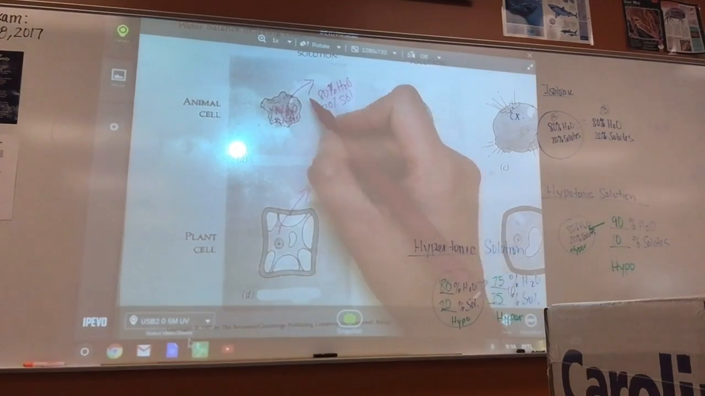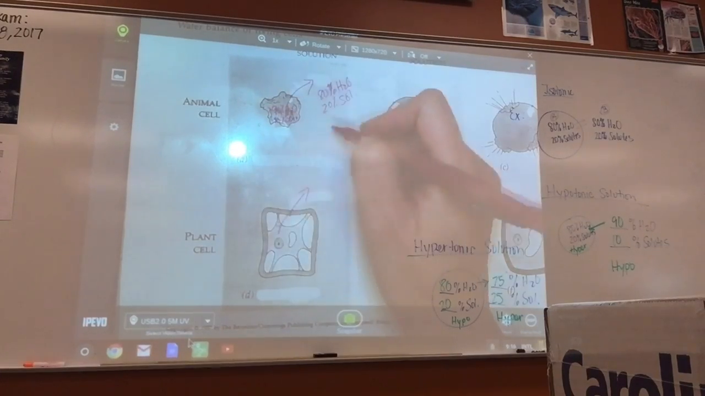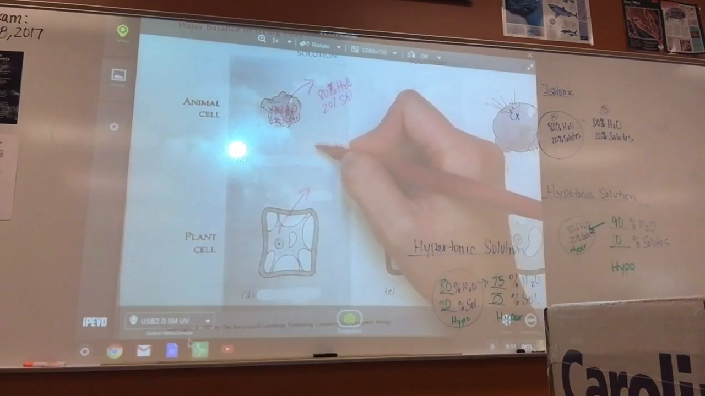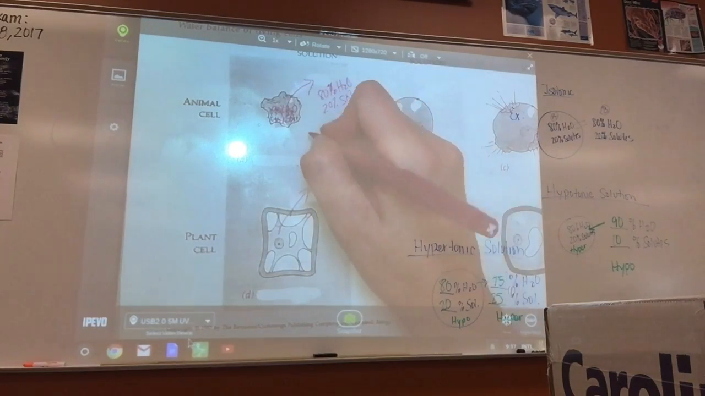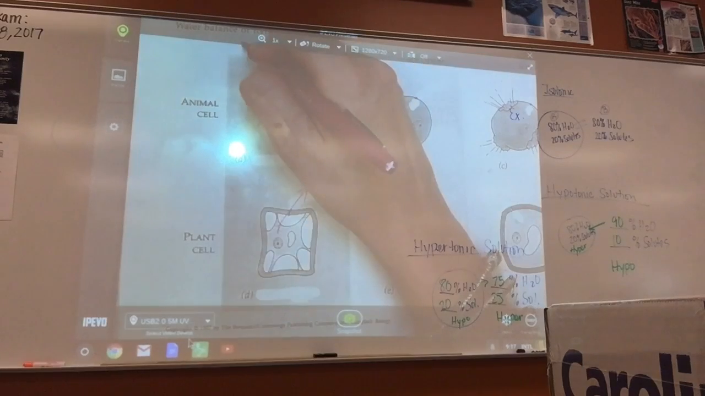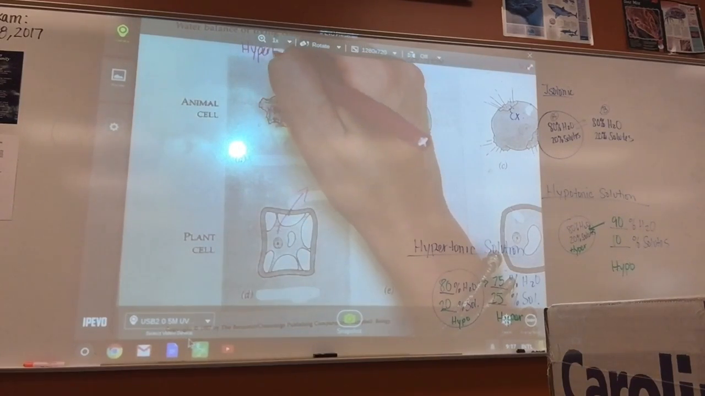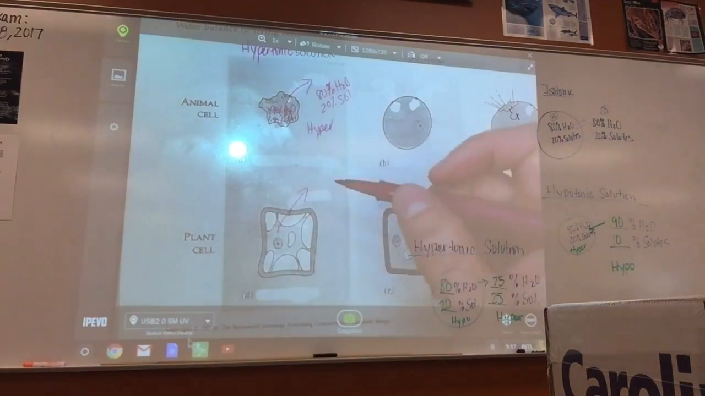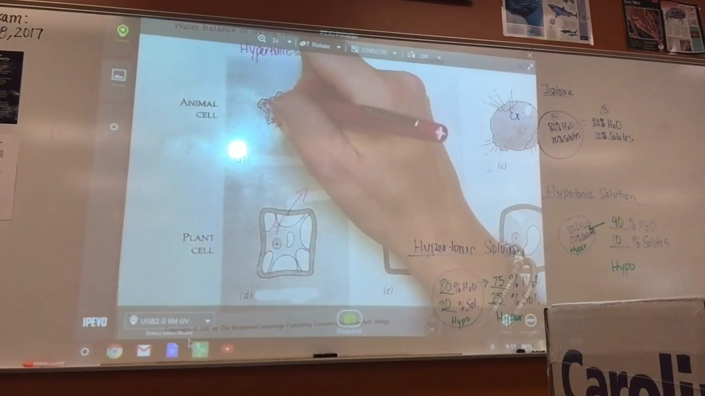So the outside, we would say this cell is bathed in what kind of solution? So what should I put up here, outside here? This is hypertonic, which means the inside would be hypo. And so we'd say that this is bathed in a hypertonic solution. The inside would be hypo.